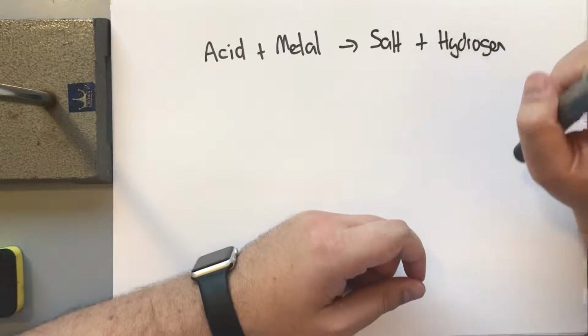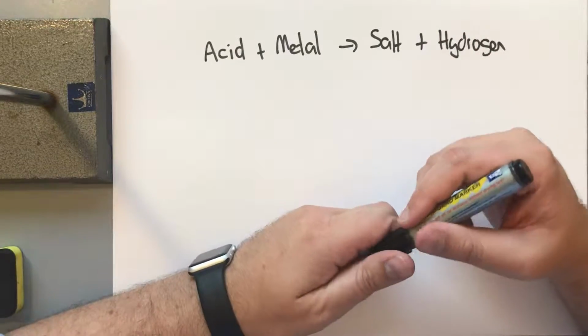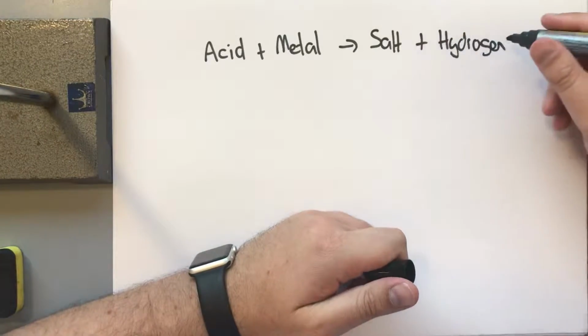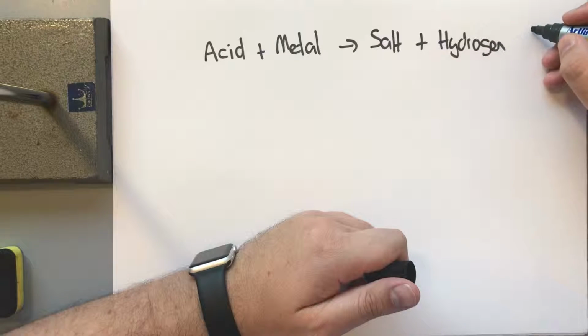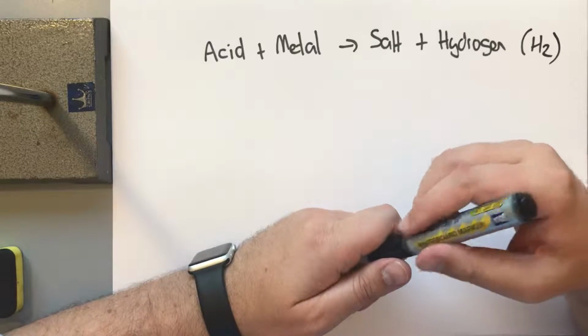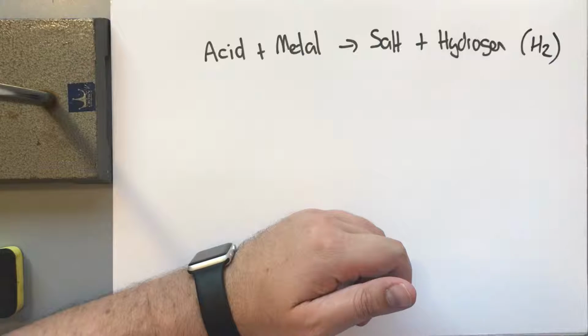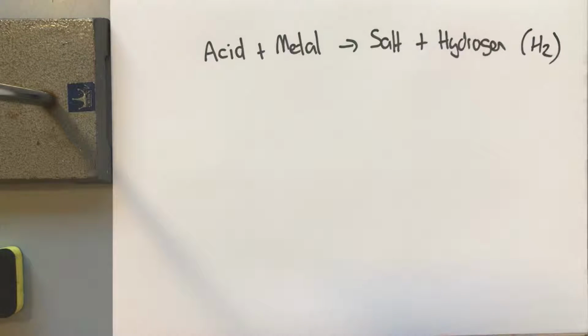Now, it's important to remember hydrogen is one of those diatomic molecules. So just keep in mind that when we see hydrogen as a gas, the formula is going to be H2. So you need to remember that for some of these balancings we're about to do.